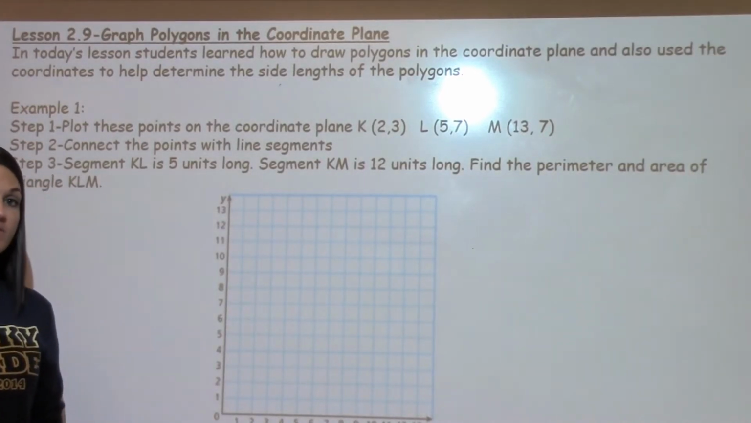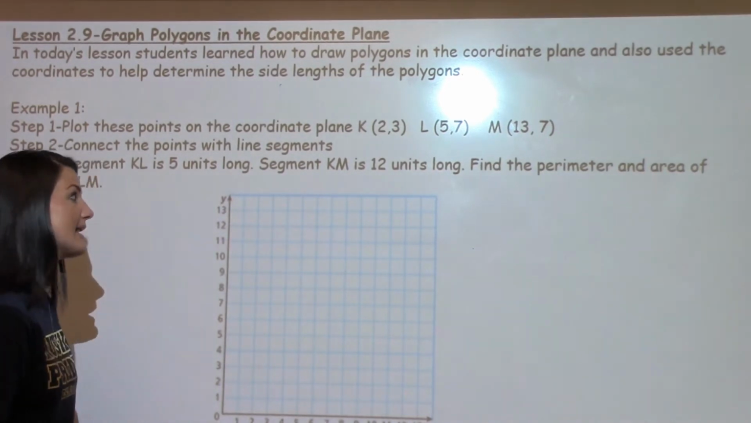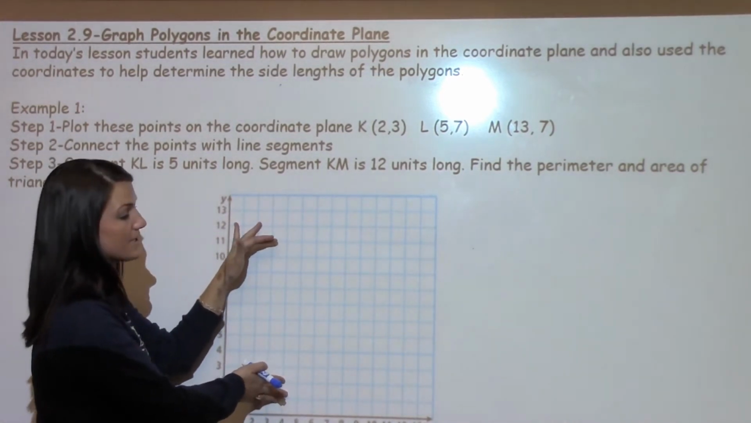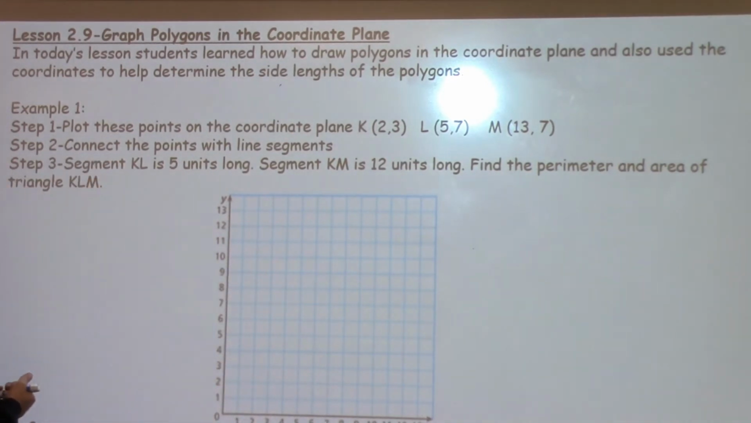Today students took what they've learned in Unit 2 about finding the perimeter and area of different shapes and applied it to making their own shapes on a coordinate grid and finding the perimeter and area of those shapes. So I'm going to walk you through an example.